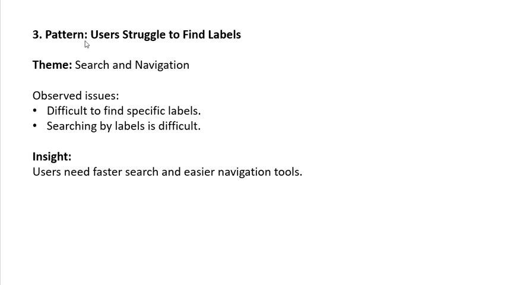The third pattern is that users struggle to find labels, and the theme is search and navigation. The observed issues are that it is difficult to find specific labels, and searching by label is difficult. So the insight is that users need faster search and easier navigation tools to be built.